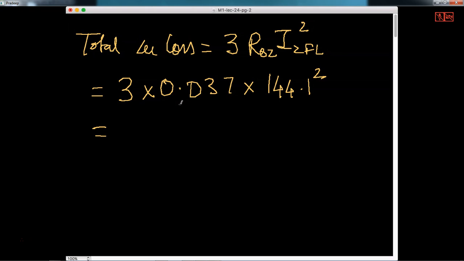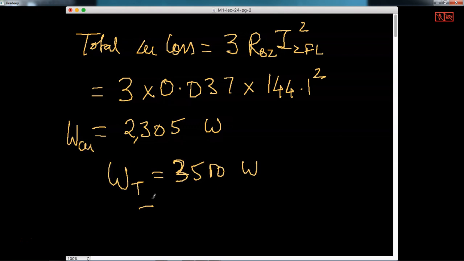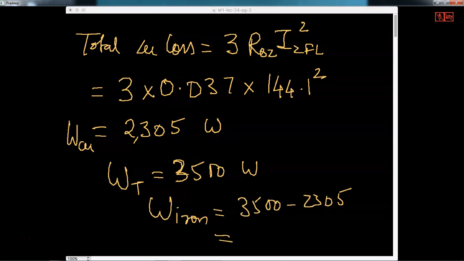So this total copper loss, WCu, of 2305 watts, I add to the iron loss. I know the total loss: W total is 3500, from the efficiency we calculated. Therefore, W iron will be 3500 minus 2305. How much is this? 1195 watts. So this is the final answer for our problem.